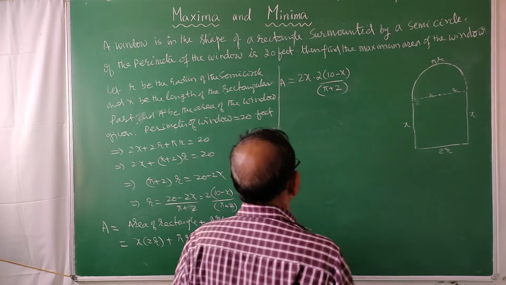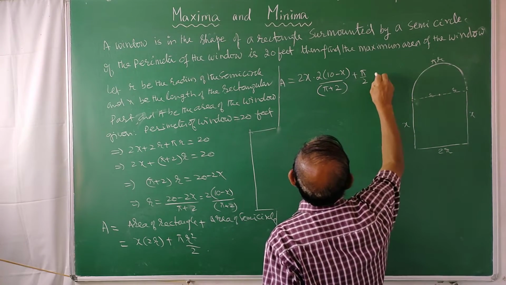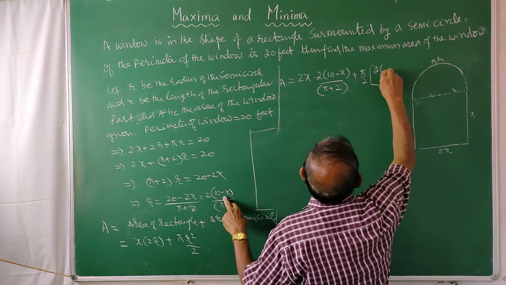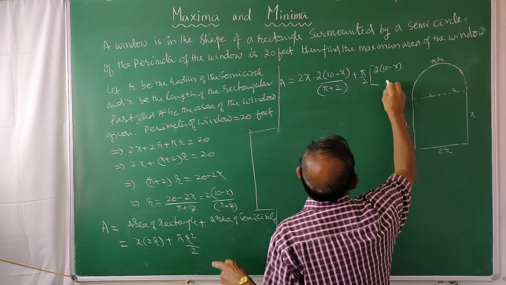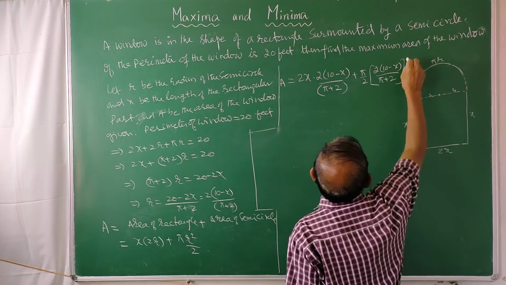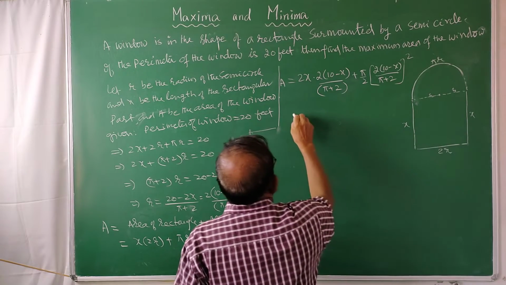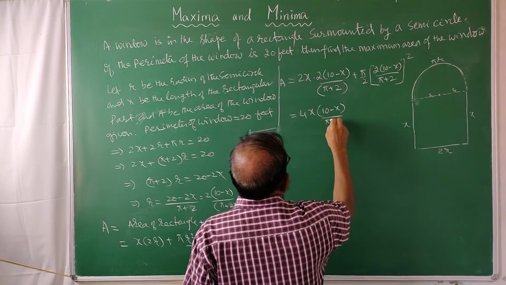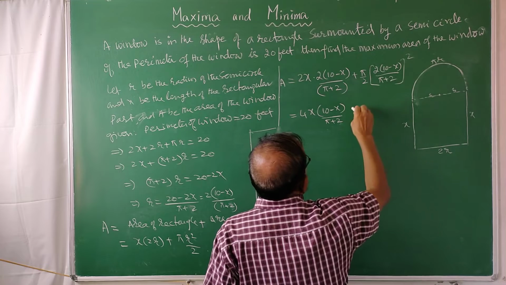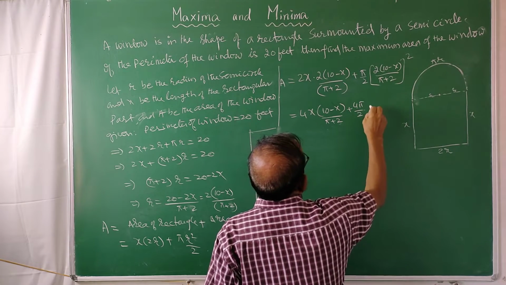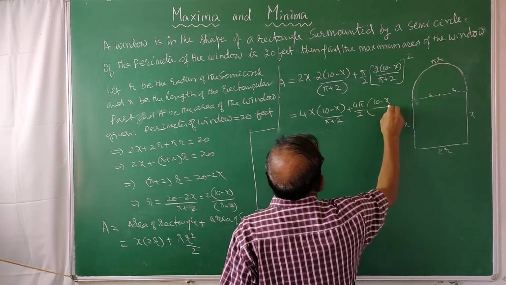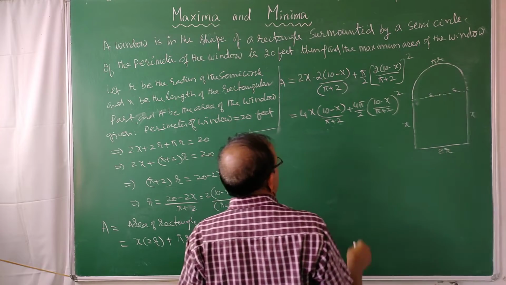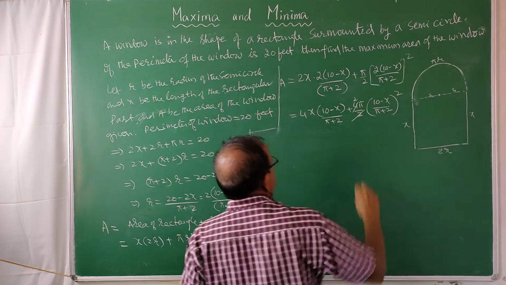plus pi by 2 into r square. Pi by 2 into r square, or is this one, 2 into (10 minus x) by (pi plus 2) whole square, because it is r square. This is 4x into (10 minus x) by (pi plus 2). If you bring 2 outside, 4 pi by 2 into (10 minus x) by (pi plus 2) whole square. You can cancel this 2 also.